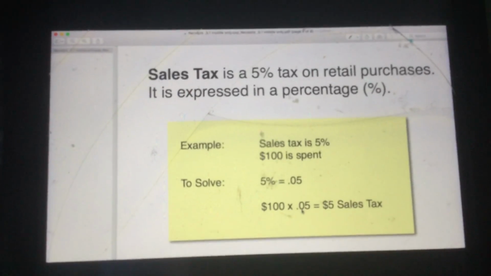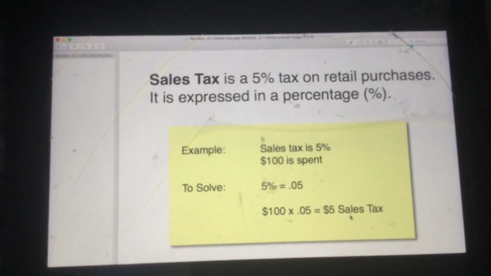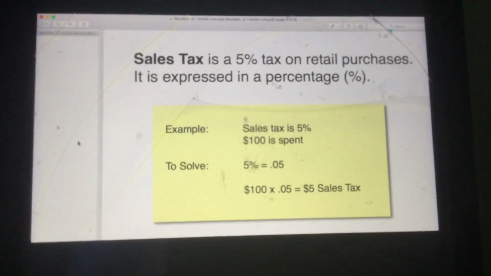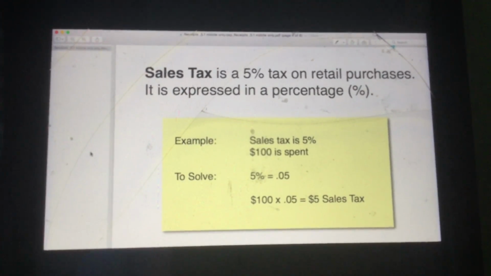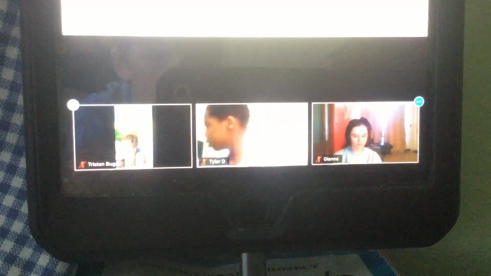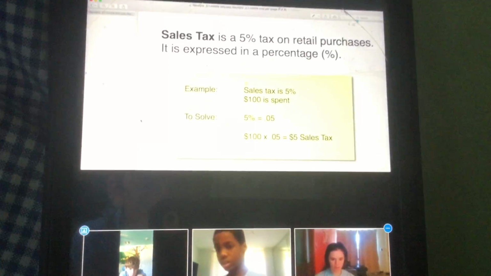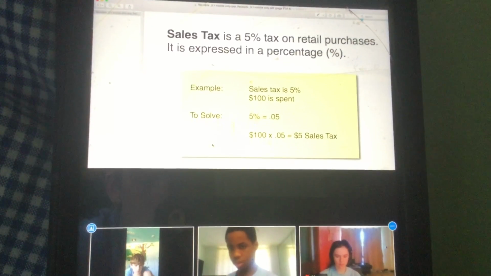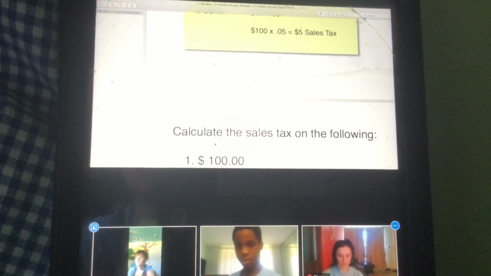Okay. So to solve the problem, we have $100, 5% sales tax, and so how much money does that equal? It says it right there. But does everyone understand how the answer was gotten? You're multiplying 100 by 0.05. Okay, we're good to move on. I can't really tell. Anyone have a problem? Raise your hand.